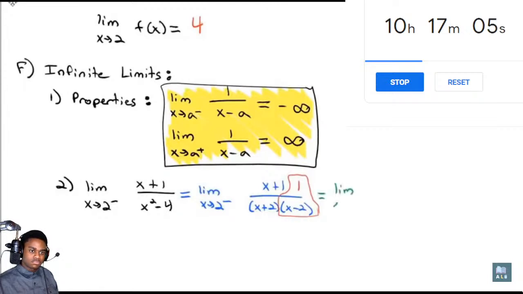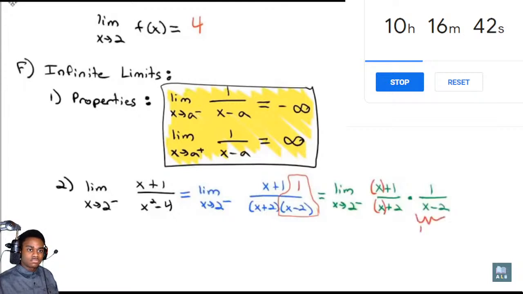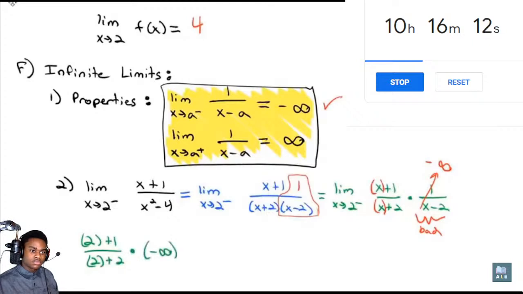This is going to give us the limit as x approaches 2 from the left of x plus 1 over x plus 2 times 1 over x minus 2. Now we can do direct substitution on the good part. And for the bad part that's been isolated, we're coming in from the left. And we know when we come in from the left, that's going to go to negative infinity. So let's look at each of these pieces. Plugging 2 in, we've got 2 plus 1 over 2 plus 2 times the negative infinity.